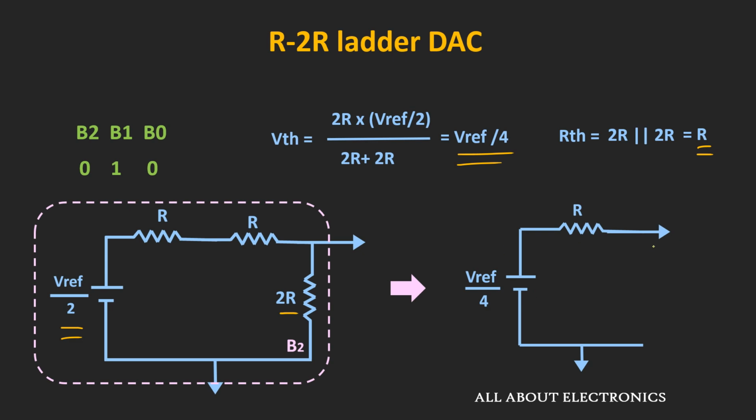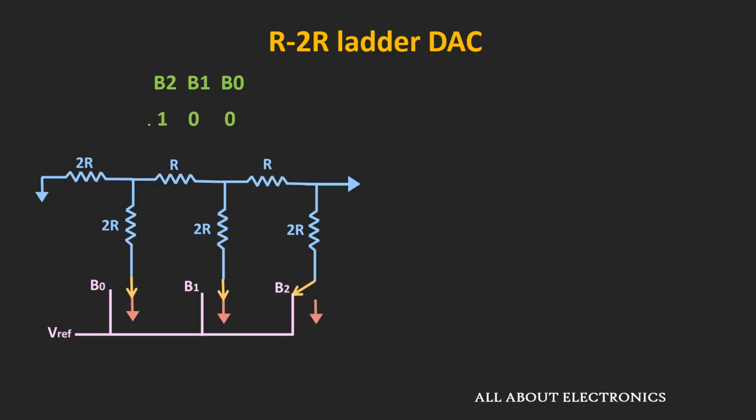That means for this 3-bit ladder network, whenever this bit B1 is 1 and the remaining bits are 0, at that time the output of this ladder network will be equal to V reference by 4 volt. And similarly, let us find out the output whenever this bit B2 is 1 and the remaining bits are 0.